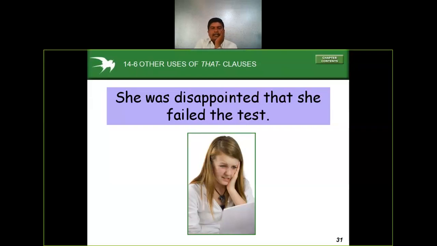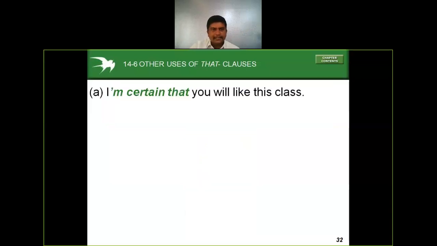A girl is sitting like this, supporting her chin with her palm, and she has a frowning expression on her face. She was disappointed that she failed the test. It is quite obvious when you are looking at your mark card. When your expectations are different, the moment you see the mark card, oh my god, this is called frowning. I'm certain that you will like this class.